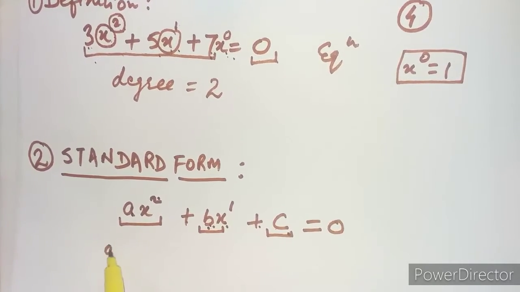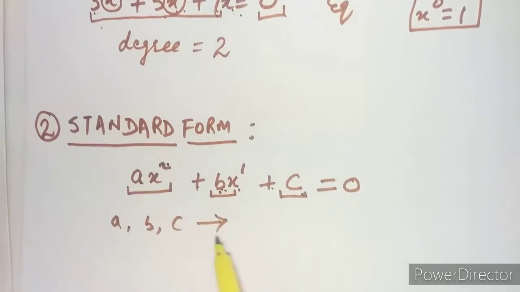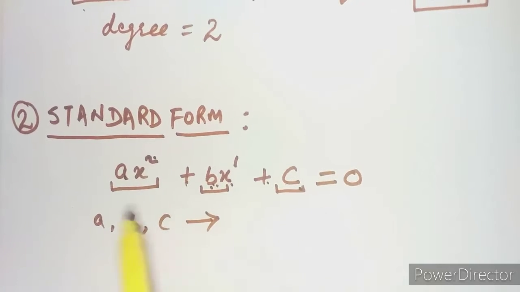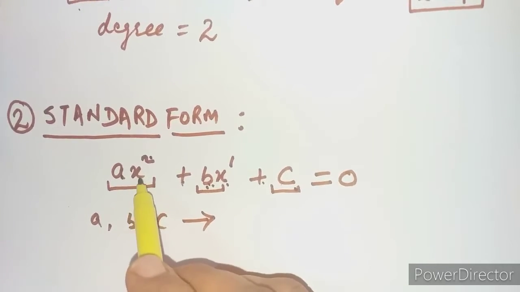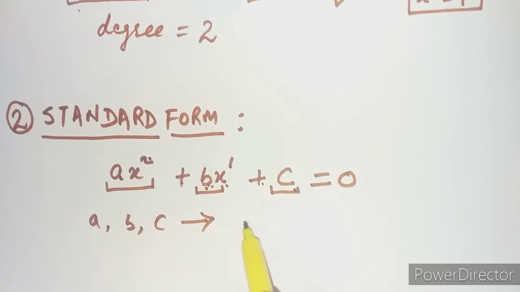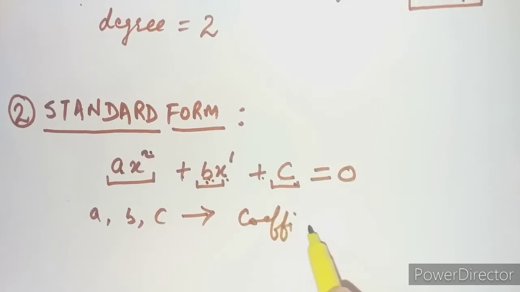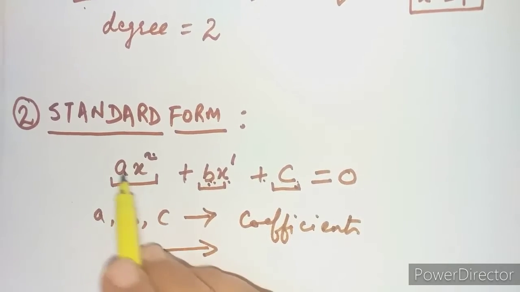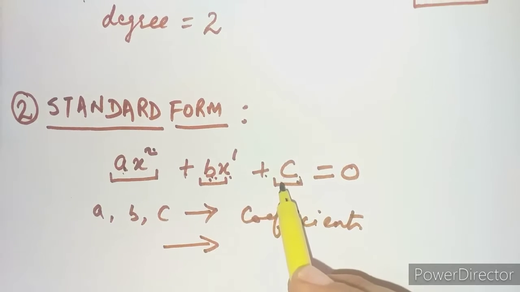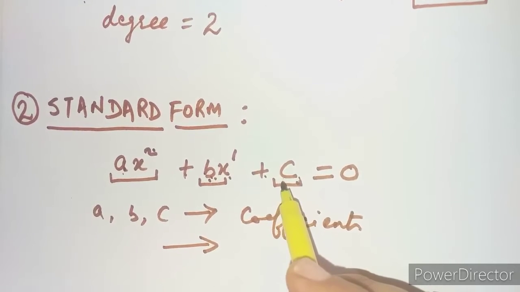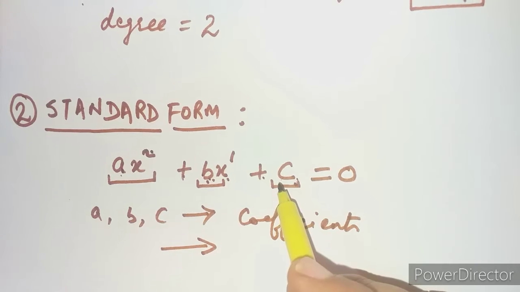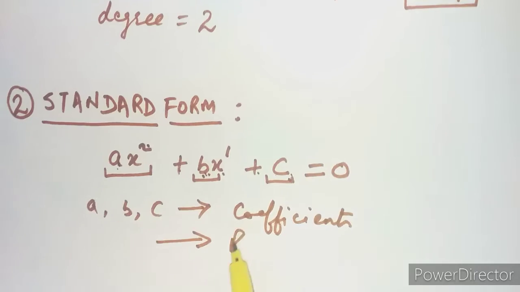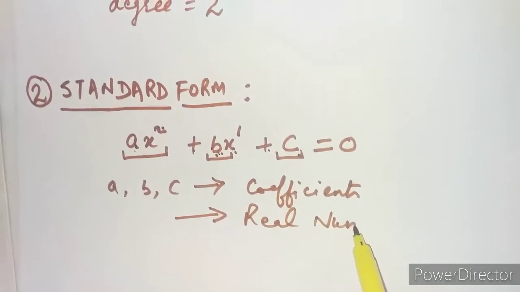So it means a, b, c are any 3 real numbers. Actually we call them the coefficients. Whatever is attached in front of the variable is called a coefficient. So a, b, c are the coefficients here, and what kind of coefficients should these be? These can be any numbers, positive numbers, negative numbers, integers, all kinds of numbers are possible in place of a, b, c. So we may say that these can be real numbers.